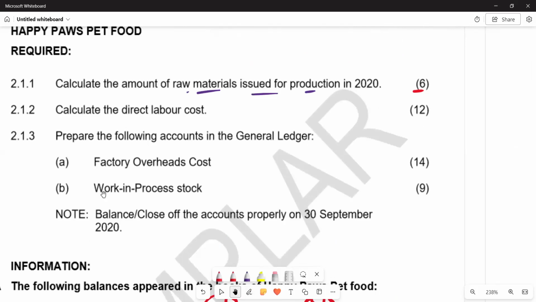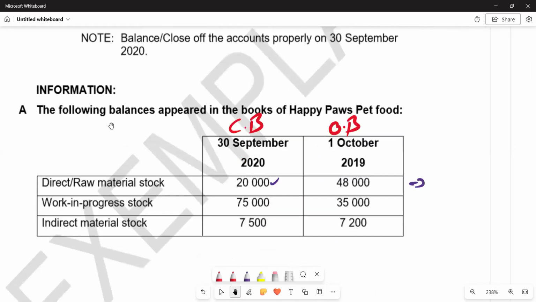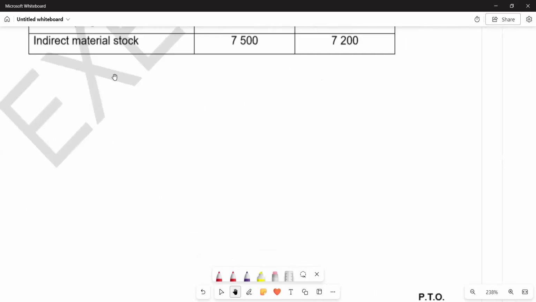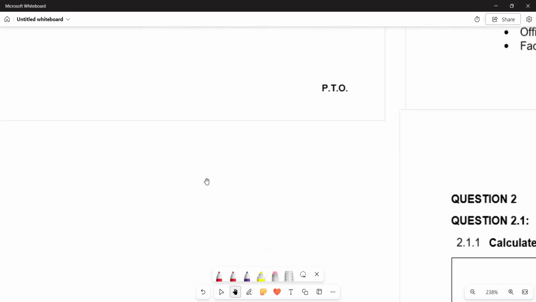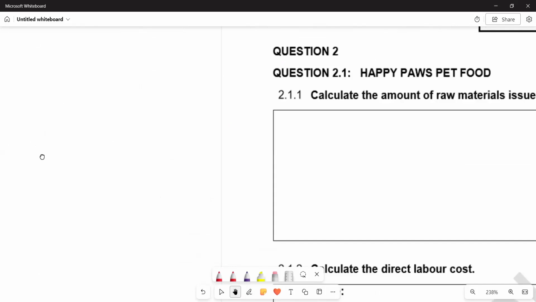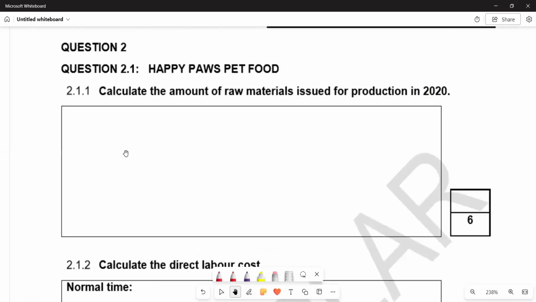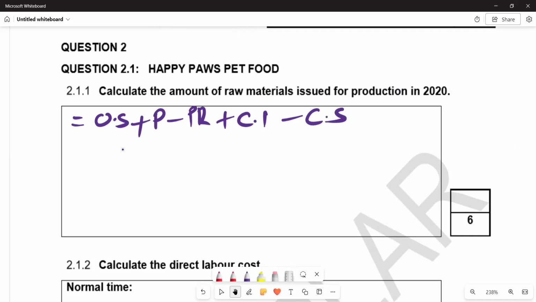So we go to the other section and try to bring down the formula first, and then we make the calculations. So this is our answer section. So we are saying we are looking at 2.1.1, whereby saying calculate the amount of raw materials issued for production in 2020. So we are saying it is equal to our opening stock according to the figures that we have in the question, and then we add our purchases. And remember, we identified purchase returns again. We subtract them, and then we add our carriage inwards, and we subtract our closing stock according to the information given in the question.